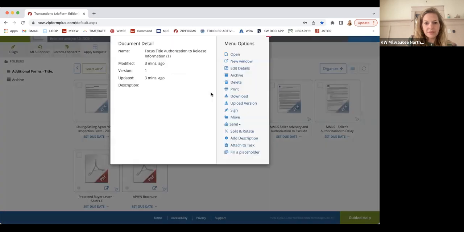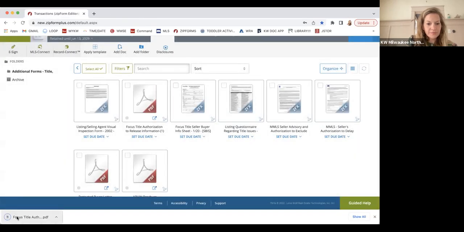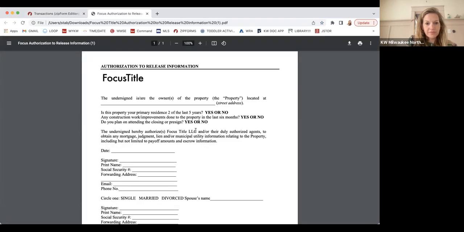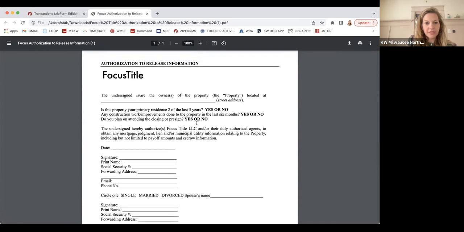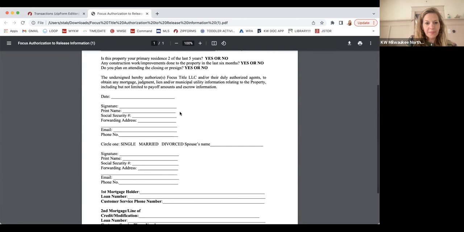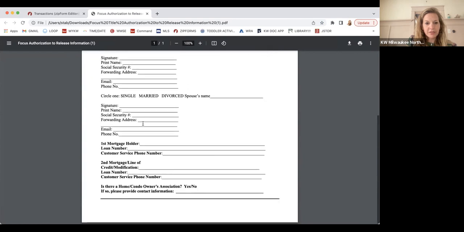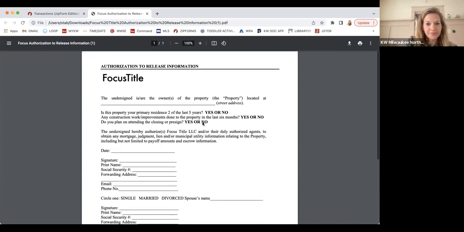I think it's best to just get it all done and out of the way at the listing appointment. If I can show you what this looks like. Here we go. So it is all of the seller's information, their marital status, and then there's a spot here for them to put in the name of their mortgage holder, and then the loan number, and then the customer service number. And again, the title company uses this information to get in touch with the mortgage company who holds their loan to order the payoff.